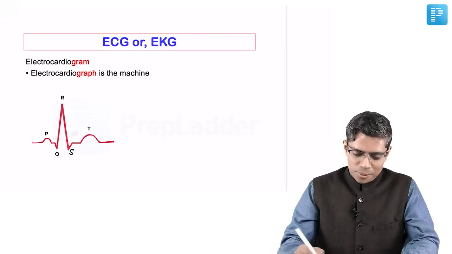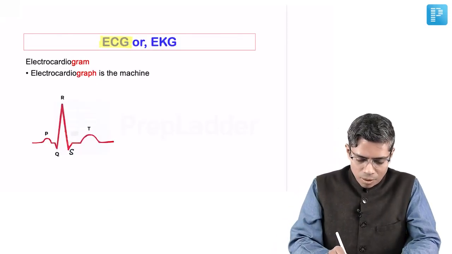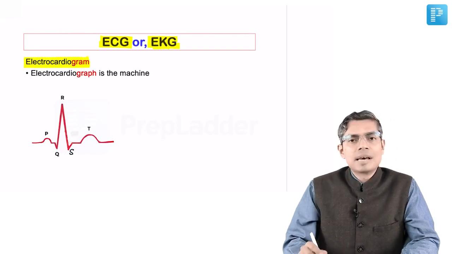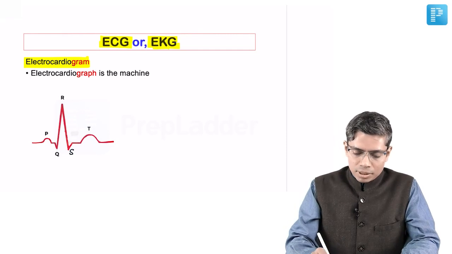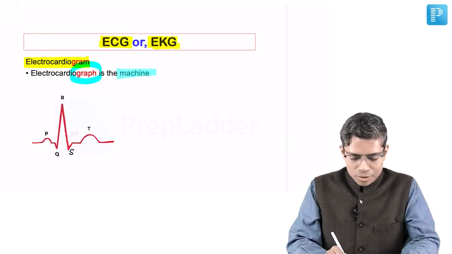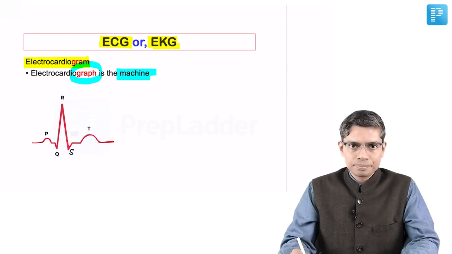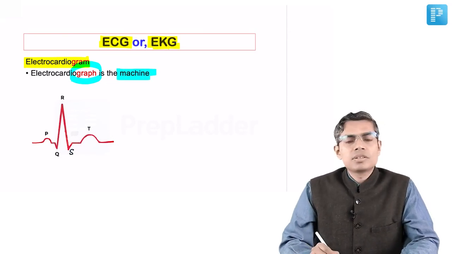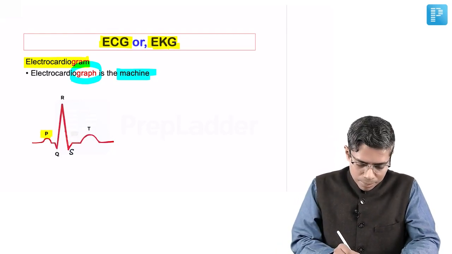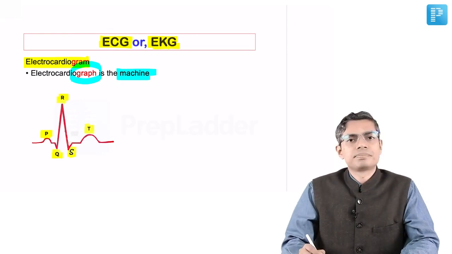Hello everybody. Now we are going to discuss the basics of ECG. So all of you know that ECG or EKG stands for electrocardiogram, the recording. On the other hand, the term electrocardiograph means the machine which is going to record the ECG. Now ECG is composed of multiple waves, we all know that, and those waves are known as the P, Q, R, S and T waves.